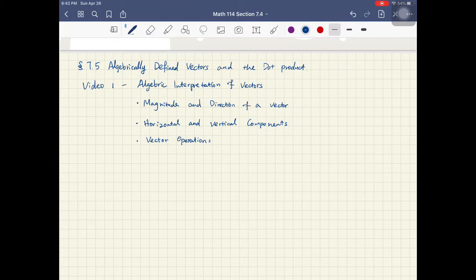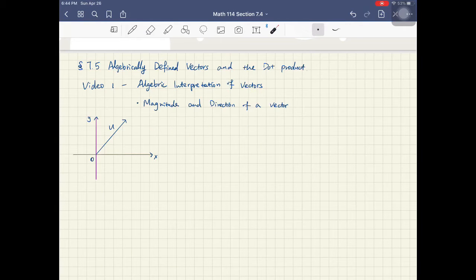Here I'm going to talk about the magnitude and the distance of a vector, and then I will talk about the horizontal and the vertical component for any vector, and last we're going to talk about vector operations. We talked about vectors before. A vector is made with magnitude and direction, and normally we can use a picture to graph the vector.